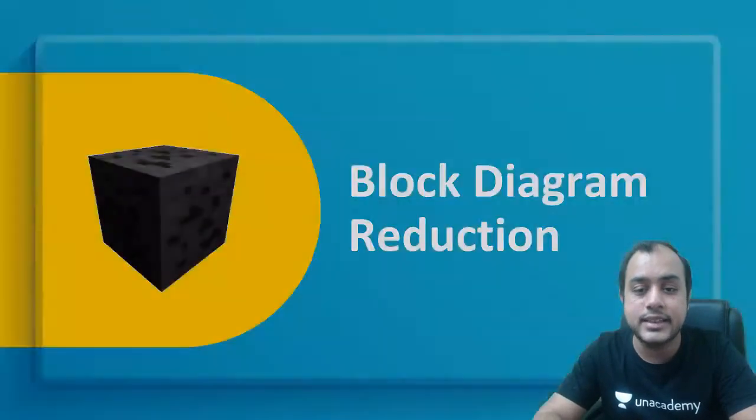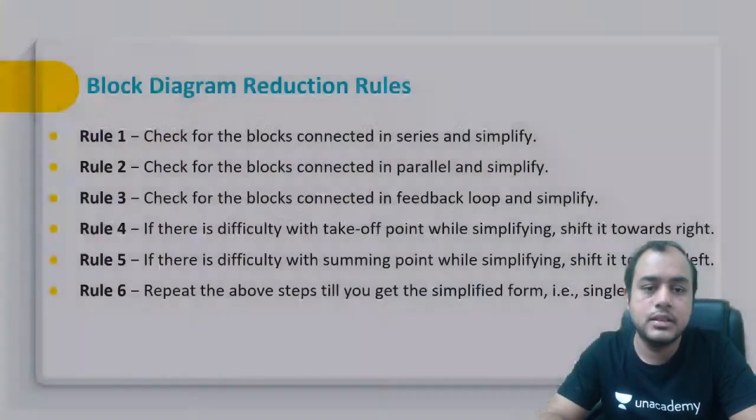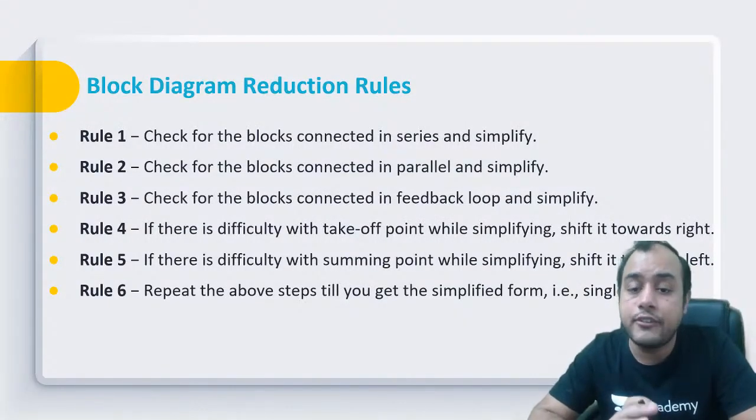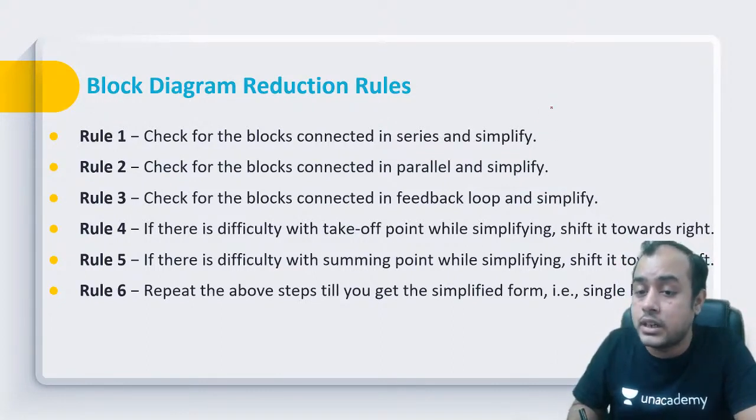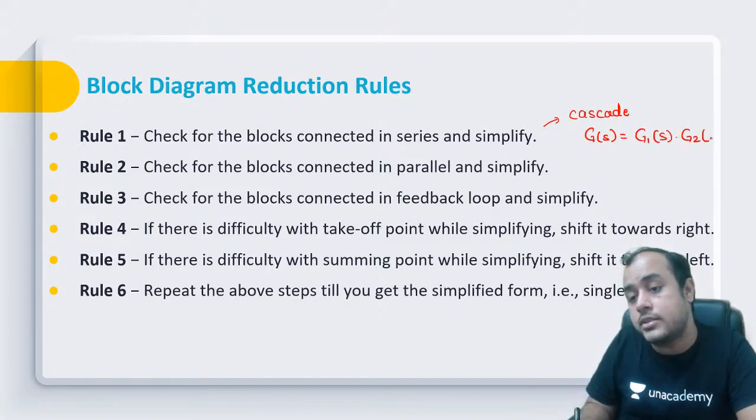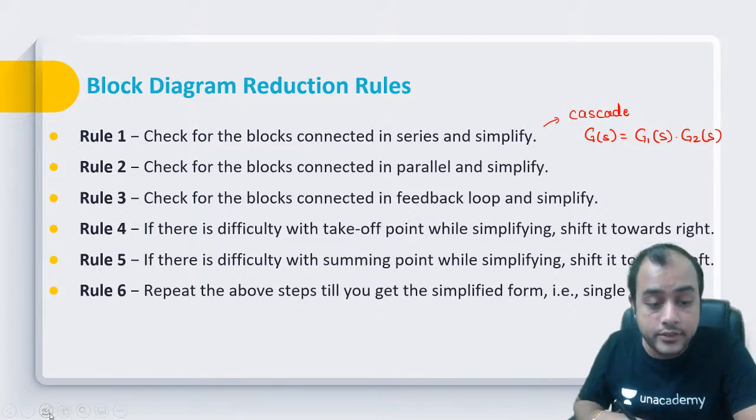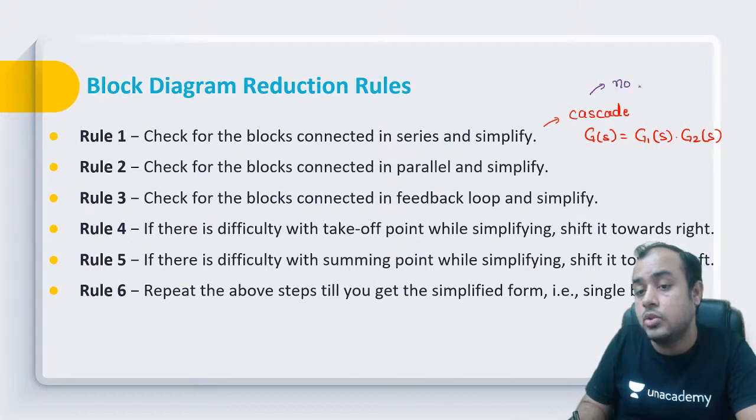So let me get started. So we will be talking about the block diagram reduction. So what are the reduction rules? We have to check for the blocks connected in series and simplify. So whenever two blocks are connected in series or we say cascade, in that case the overall transfer function is the product of the two. And when is this rule valid? This rule is actually valid when there is no loading effect. When there is no loading effect.